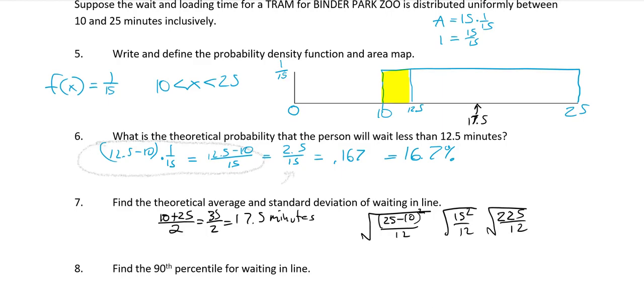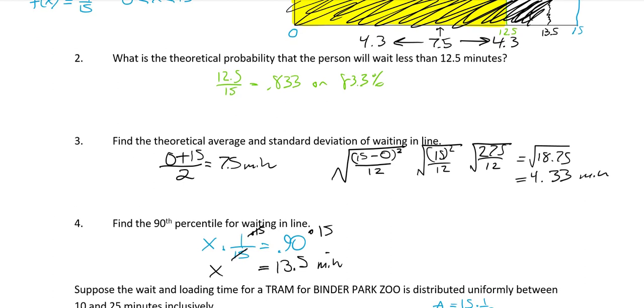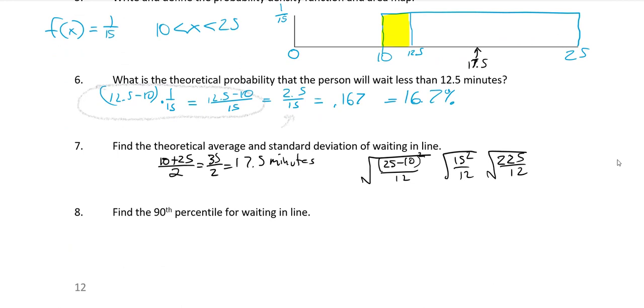I think I screwed up on the previous problem. Sorry that I said it was... Did I say 275? I think I meant 225. Let's fix that. Instead of 275, that is 225. You can stop your furious emails here. I caught the mistake. But 225 divided by 12 then gives me the same standard deviation as before of 4.33.